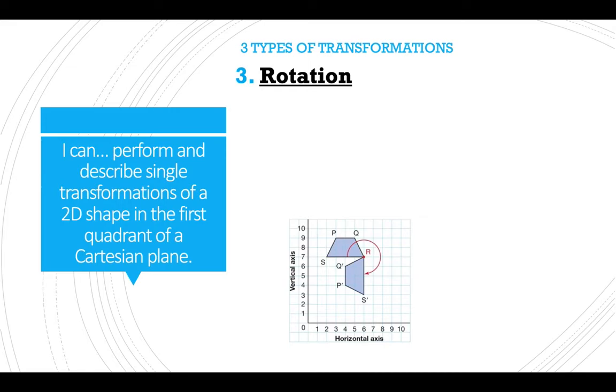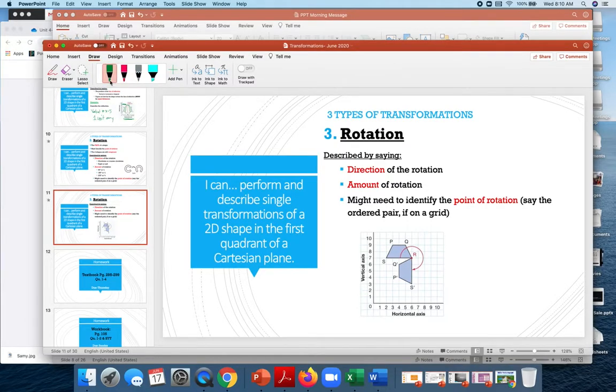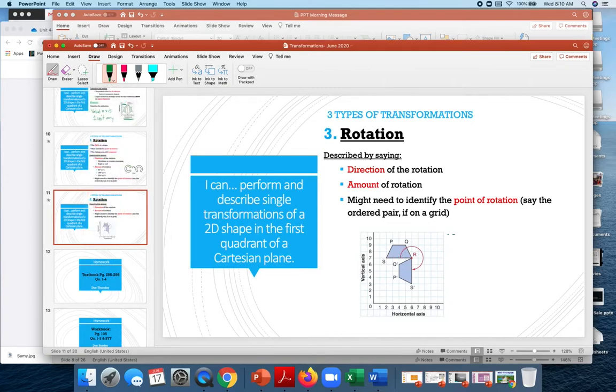Okay, here's a better example. So we're going to describe by saying the direction, the amount of the rotation, and then we're going to say the point of reflection. Okay, so here we go. First of all, direction. Which direction has this turned? Well, I'm looking at my arrow and it tells me it has turned clockwise.